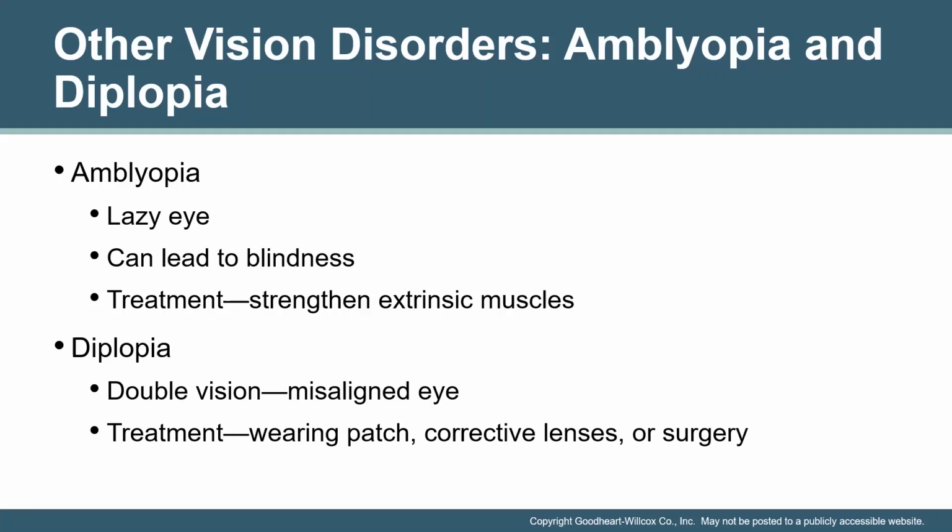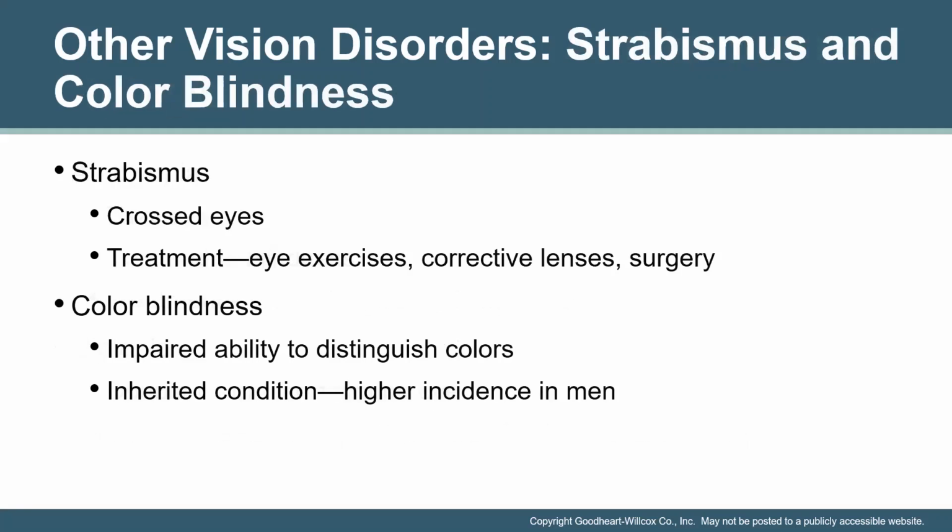When we have this diplopia and misaligned eyes, we wear a patch, corrective lenses, or deliver surgery. A strabismus, that's cross eyes. Okay, so eye exercises to help with the muscles, corrective lenses, and or surgeries will help. Color blindness. This is, again, disorders of those cones, right? Color blindness has a large genetic predisposition, generally in males.